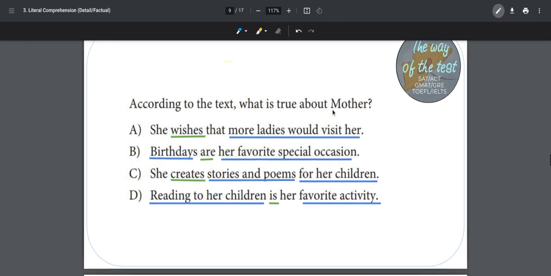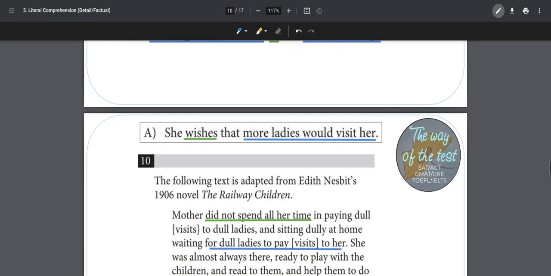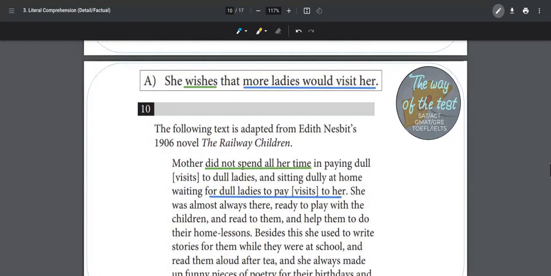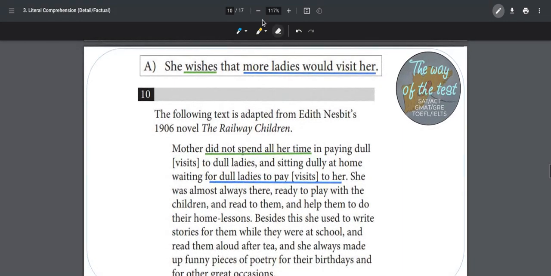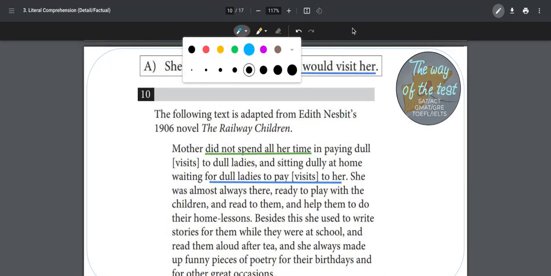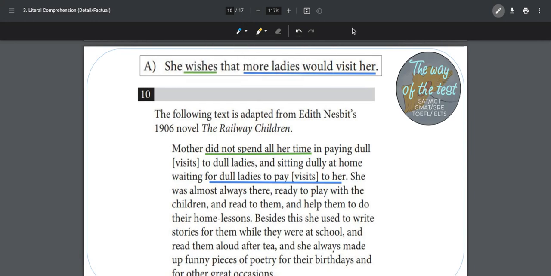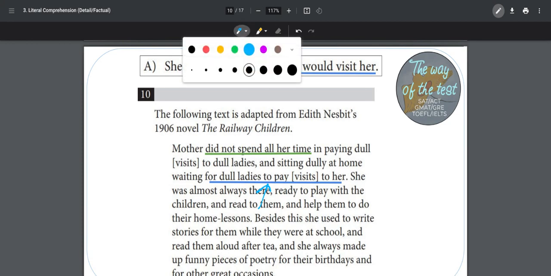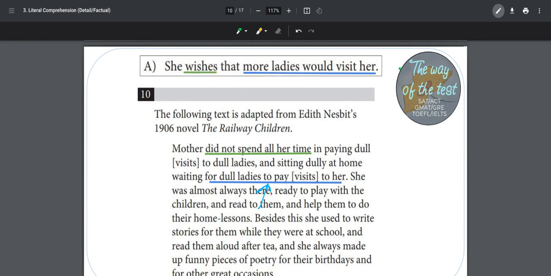I'm going to make this very short, and you're going to see how easy this is. So A, she wishes that more ladies would visit her. So we go to the text and we try to find the part in which more ladies will visit her, and we find something which is dull ladies to pay visit to her, and then we find the verb, which is what she may wish or not, which is she did not spend all her time waiting for dull ladies to pay visit to her.